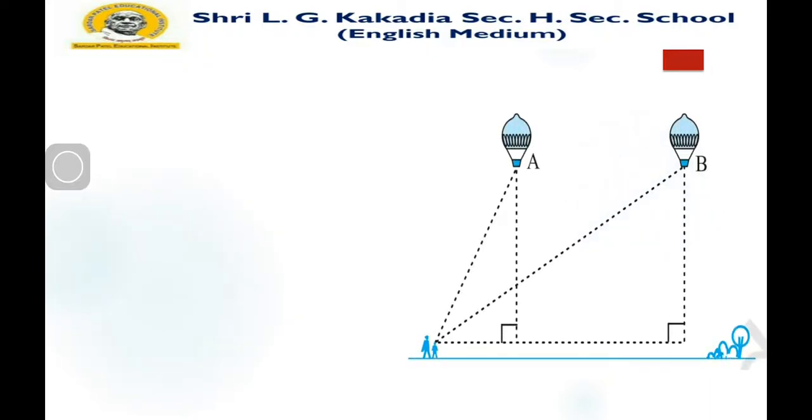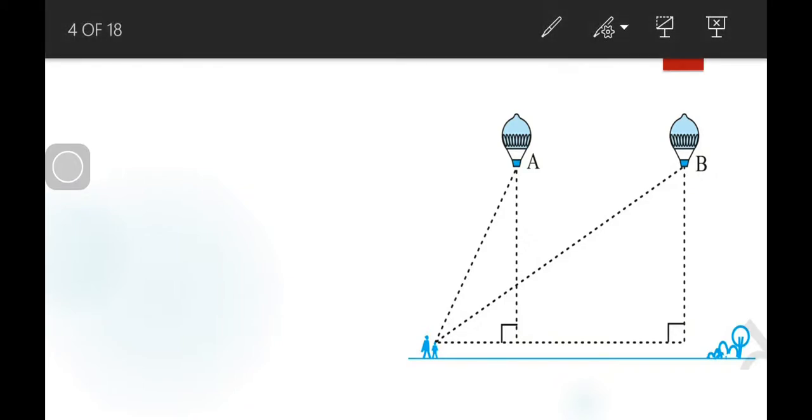One more example: here is given one balloon. The balloon is in the sky, and after some time it is displaced to here, at B. Can you find the distance that it covered, and can you also find the speed of the balloon? Yes, this is also possible with trigonometry. How, that we are going to discuss here.